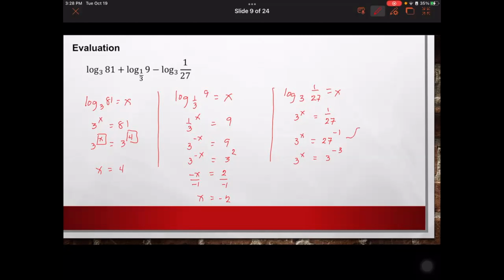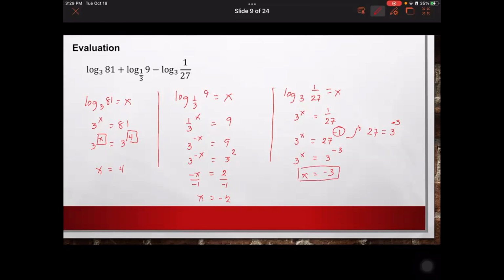So again, it is 27. Itong 27 nito, ang katumbas nito ay 3 raised to 3. Pero may negative tayo dito. Kaya nagkaroon siya ng negative doon, kasi 3 times negative 1 is negative 3. Then, x is equal to negative 3.